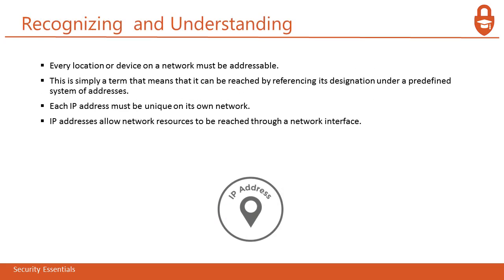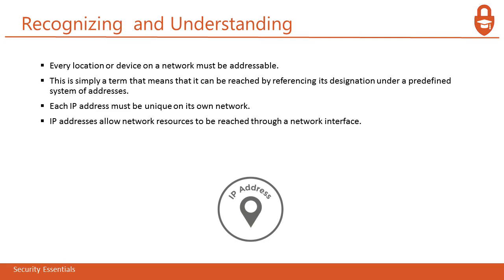Recognizing and understanding IP addresses. Every location or device on a network must be addressable by using an IP address. Now, this is simply a term that means that it can be reached by referencing its designation under a predefined system of addresses. And that would be the IP address. Each IP address must be unique on its own network, because if you want to communicate between different computers and they have the same IP address, this will become impossible. It will have no way of knowing where to forward the request. So each IP address on a network must be unique.